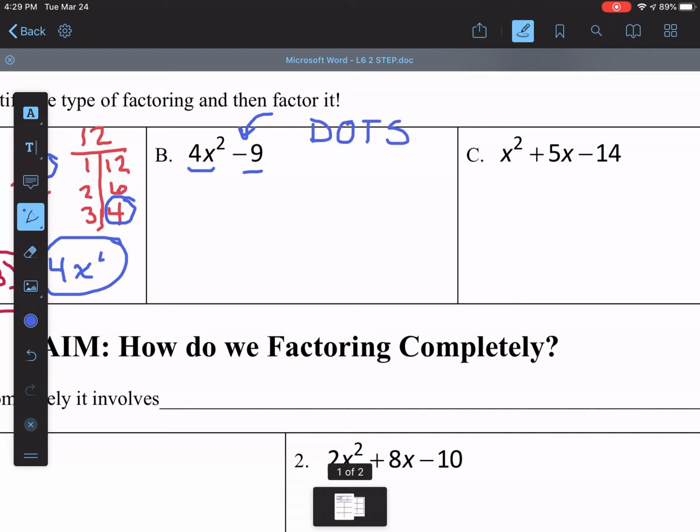Okay, so whenever we do dots factoring, it's always the same. We start off by taking the square root of the first piece. In this case, the square root of 4x squared is going to be equal to 2x, because the square root of 4 is 2, and then the square root of x squared is just x. And now we're going to take the square root of the second piece, which is 9, and we get 3. Okay, so we've done the hard part now.